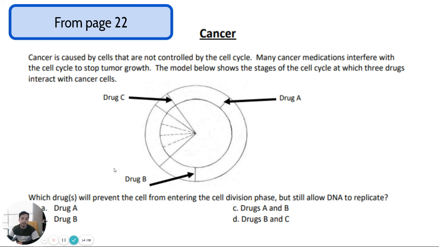We still want DNA in there. So the only one it could be looks like B, because we don't want it to go through mitosis, right? We don't want it to divide, but we still want the DNA to replicate. So this would be S phase right there.